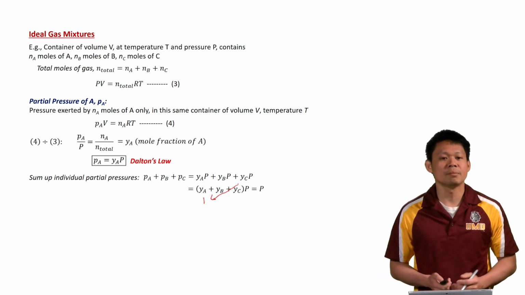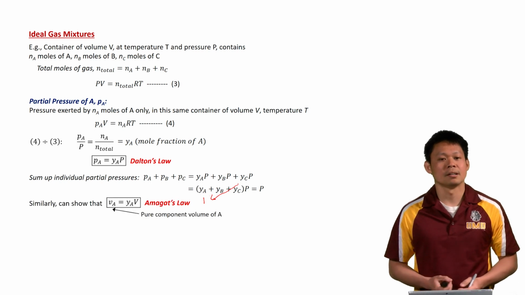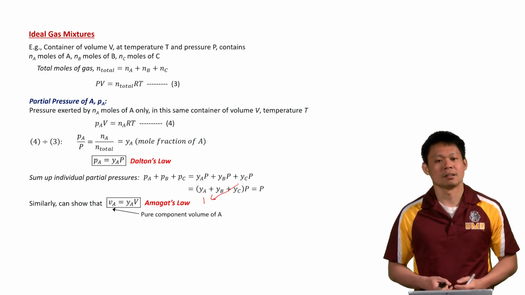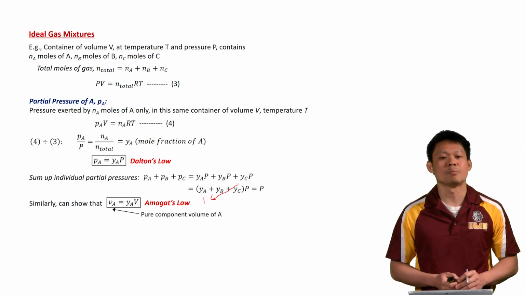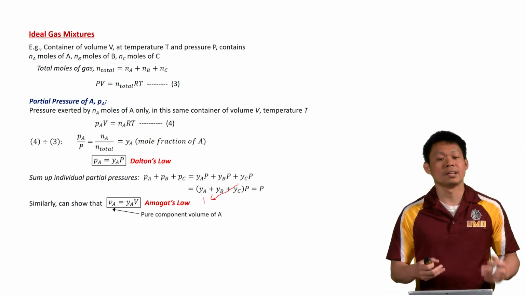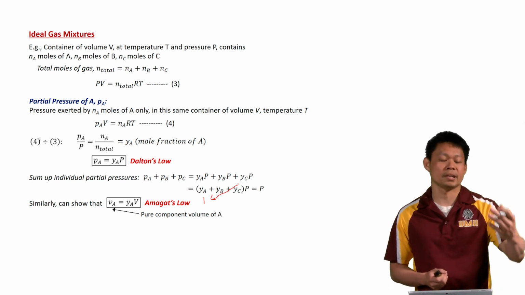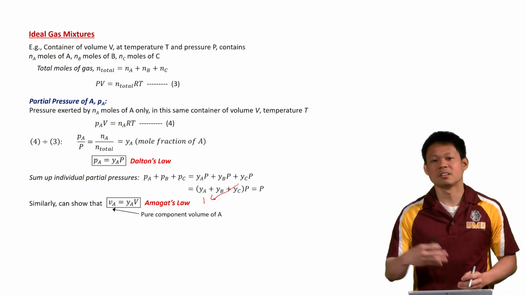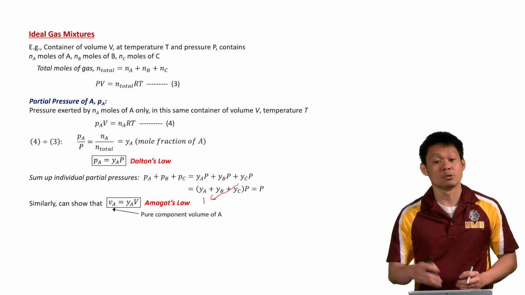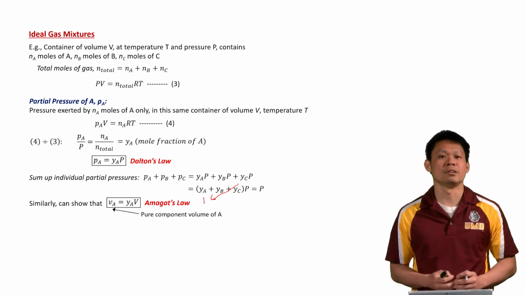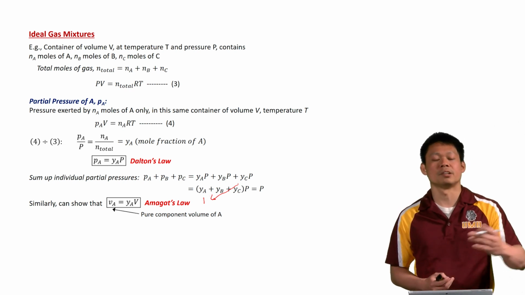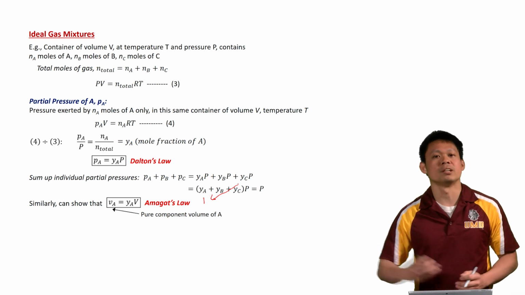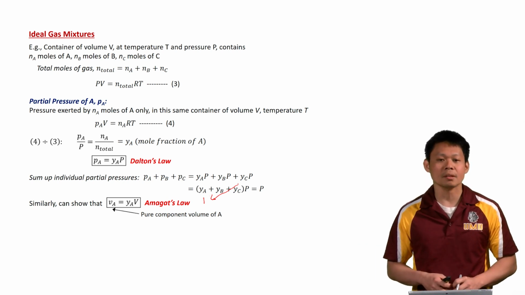All right, we can do the same thing with volume, and we can show what we call Amagat's law. In this case, VA is the pure component volume of A. It looks really similar to Dalton's law, except now we're replacing pressures with volumes. Amagat's law is not as important, and you're not going to see it very often, but you should always remember Dalton's law. That is a law that you're going to see quite a lot in a lot of our separations processes down the road in your chemical engineering curriculum.